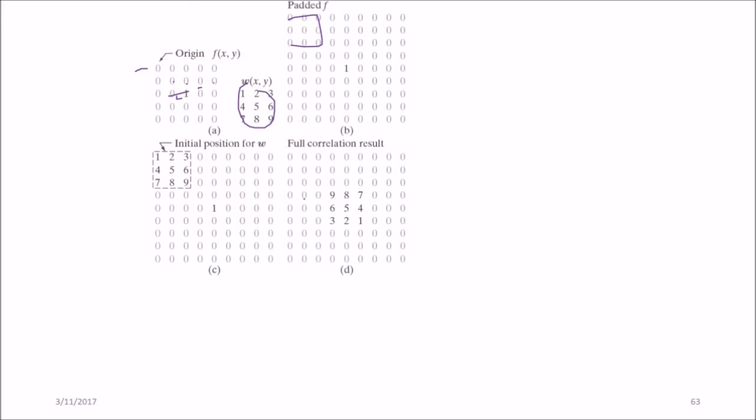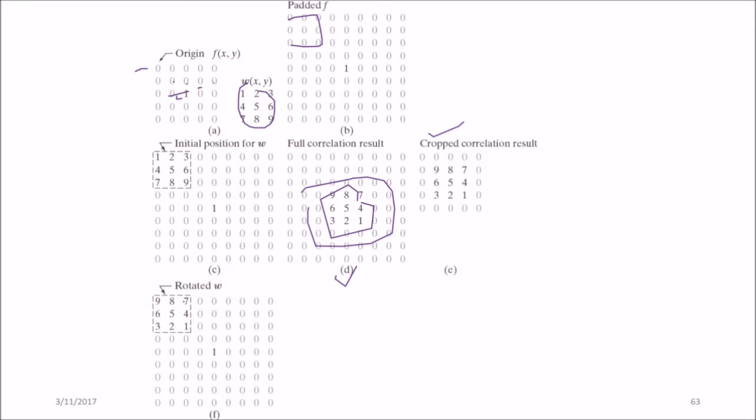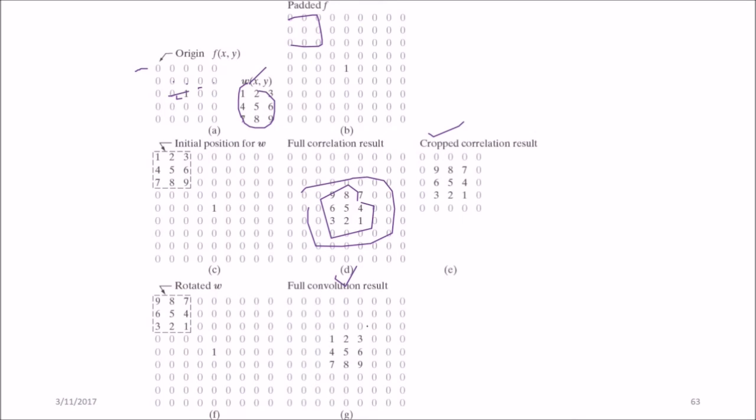Then the full correlation result after performing all these will be something like this, because we are interested in this part only. This is the crop correlation. We can crop all these which we have padded, and this is the rotated w. This was w x y, you can rotate it also and then apply. Again, the full convolution result will be like this.